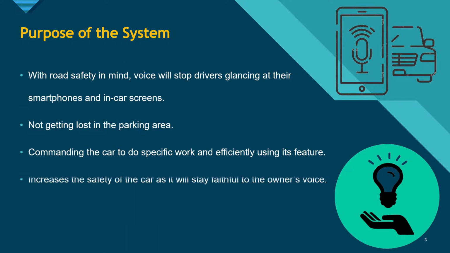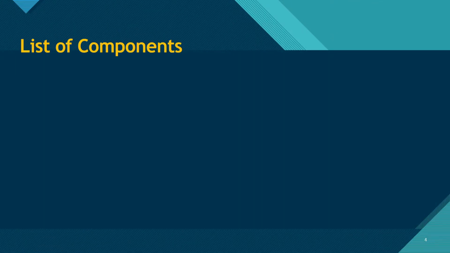With road safety in mind, the voice will stop the driver's glancing movement at his or her smartphone screen or in-car screens. For example, while monitoring GPS, he won't have to look at the screen. Not getting lost in the parking area, just giving a voice command to your car and it will be right in front of you, commanding the car to do specific jobs.